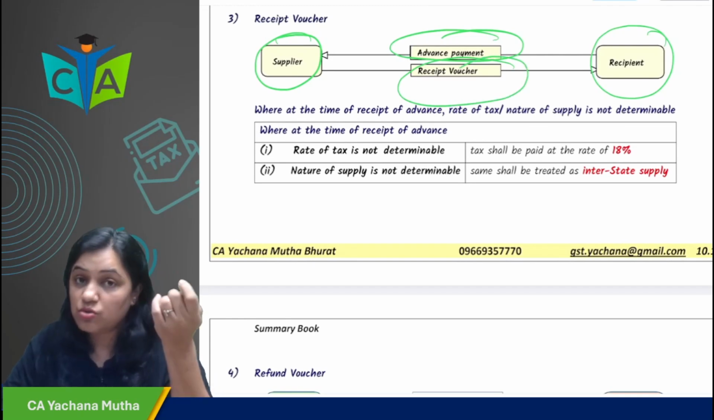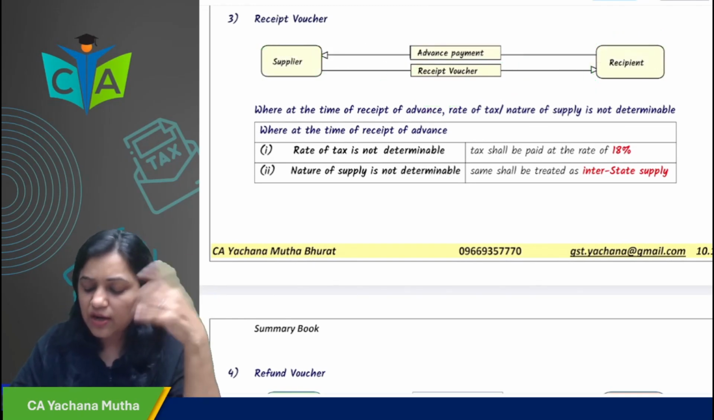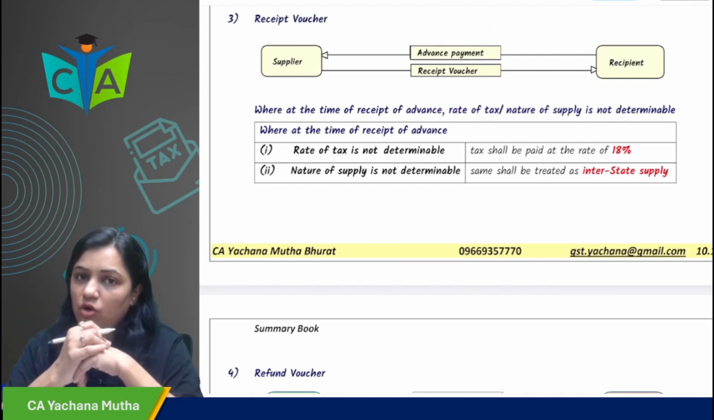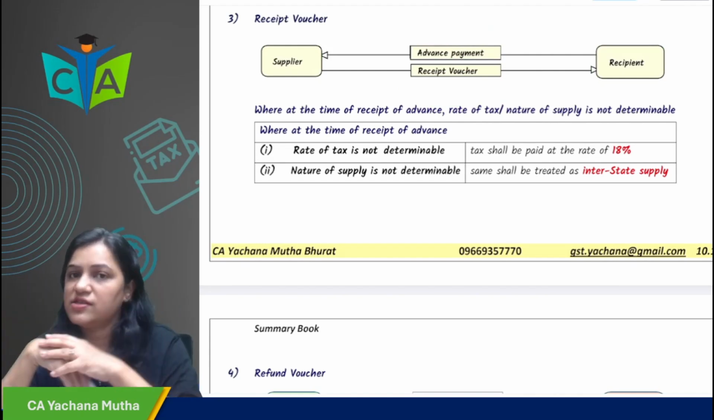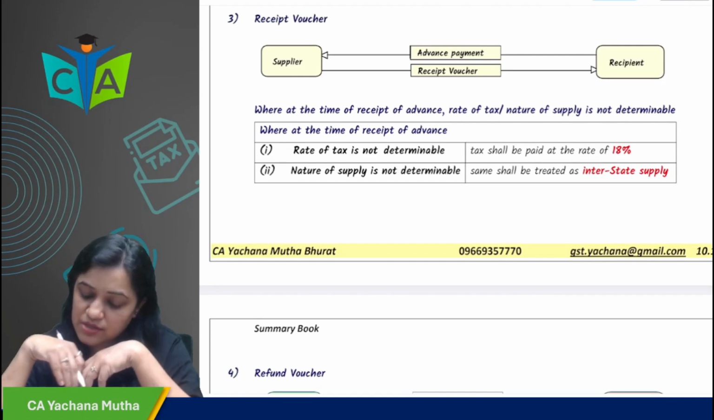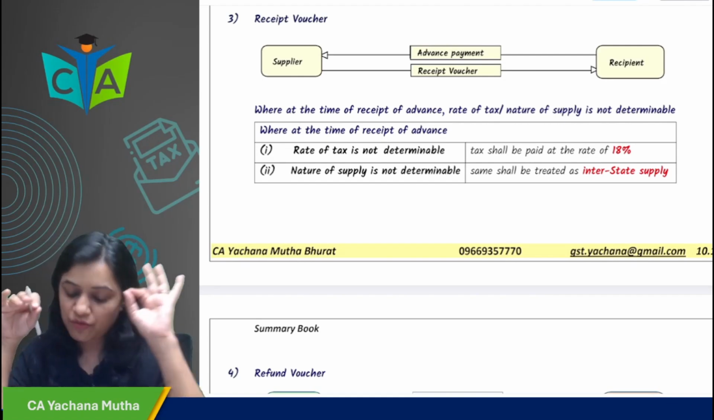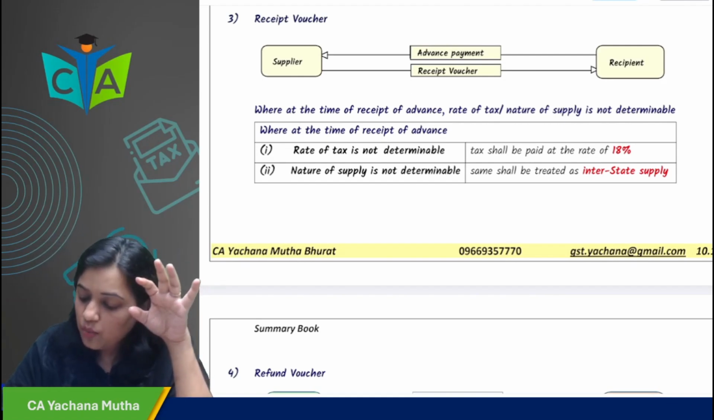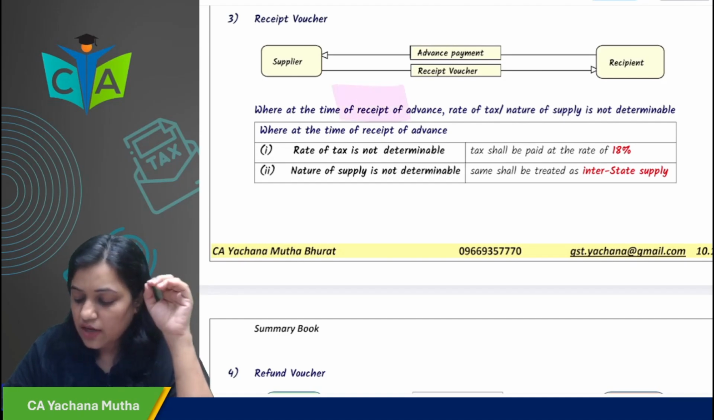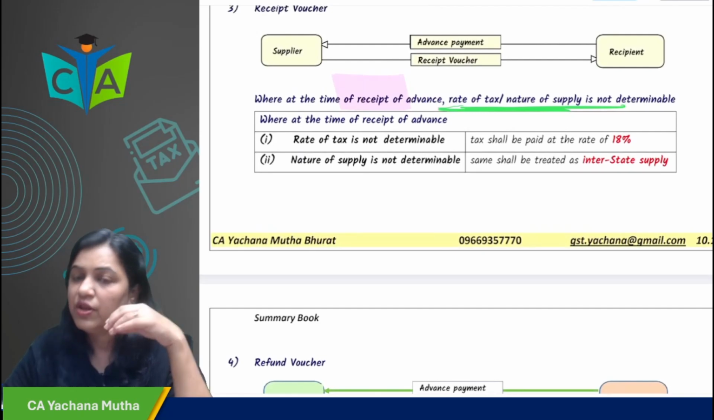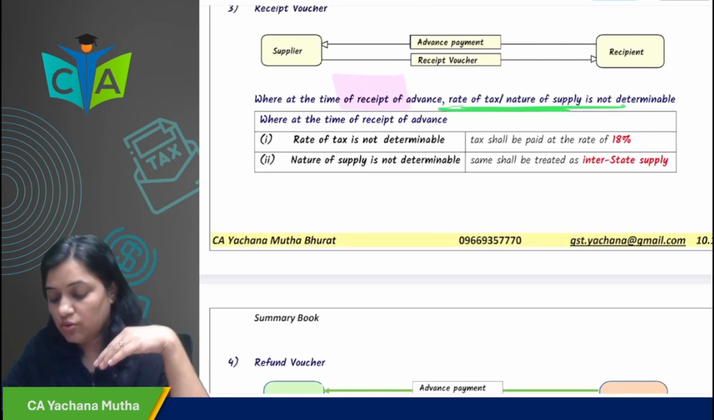Any document has to be issued under GST. Many times it happens in normal business transactions that advance has been received. Whenever advance has been received, the document you have to issue is a receipt voucher, where at the time of receipt of advance either the rate of tax or the nature of supply is not determinable.